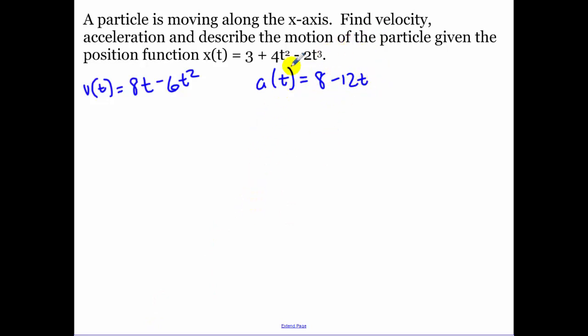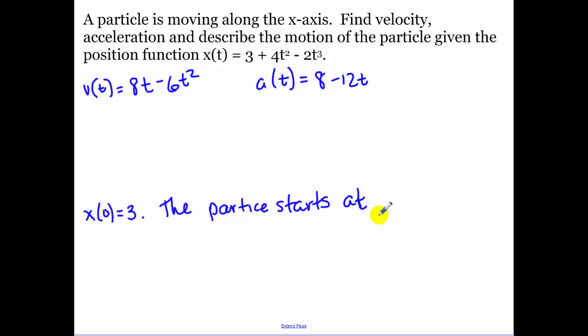Okay, to describe the motion of the particle, we first have to figure out where it starts. So x of 0, at time t equals 0, is equal to 3. So the particle starts at a position of 3. Okay, now we need to figure out which direction it's moving. We look at our velocity curve for that.